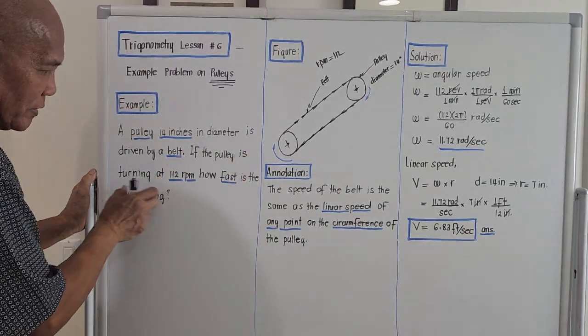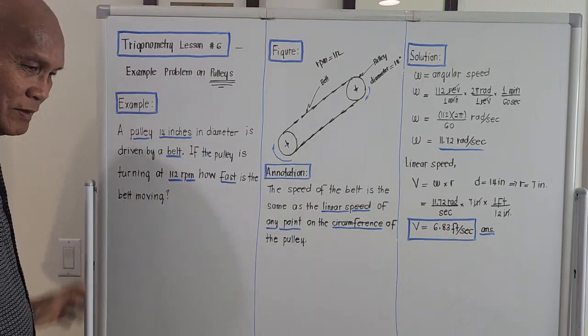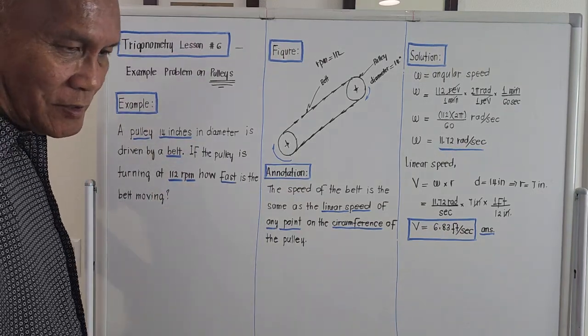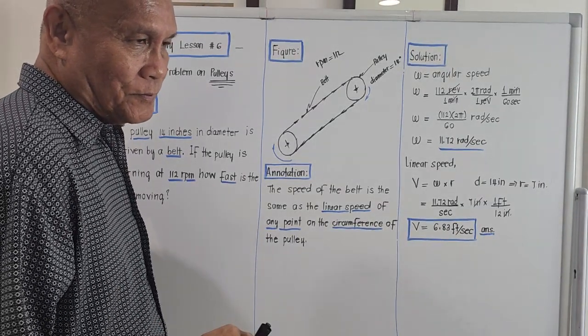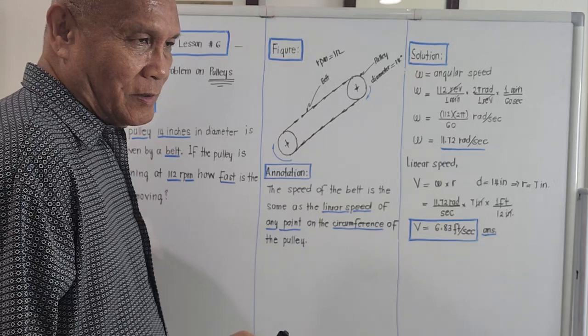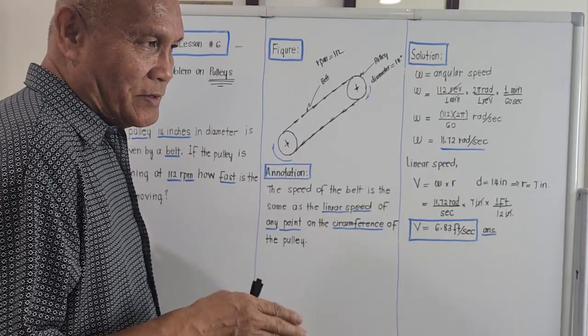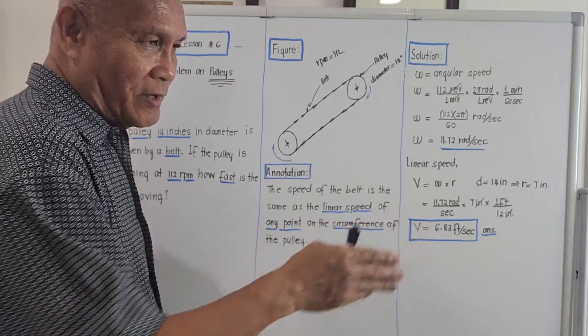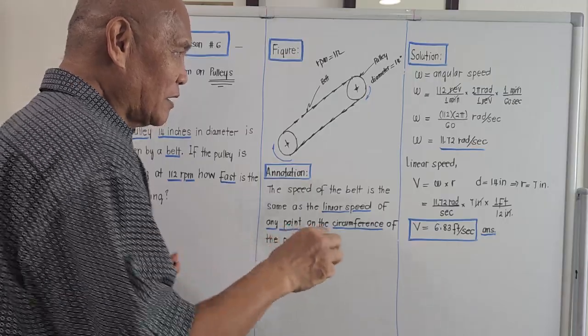If the pulley is turning at 112 revolutions per minute, how fast is the belt moving? The problem is just asking us to compute the speed of the pulley if it is running or acting in a straight line. What will be the speed? So the problem being asked is simply the linear speed.